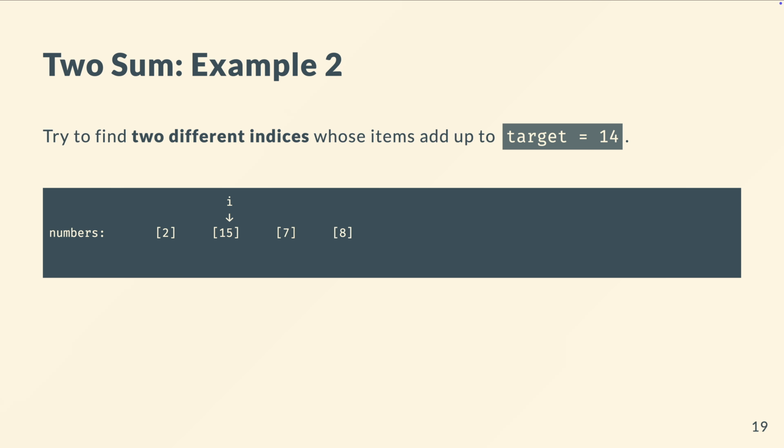Move i. i points to 15. j points to 7. 15 plus 7 is not 14. Move j. 15 plus 8 is not 14 either. Move i to 7. j points to 8. 7 plus 8 is not 14. No more pairs. So for target 14, we did not find any pair. The output is false.